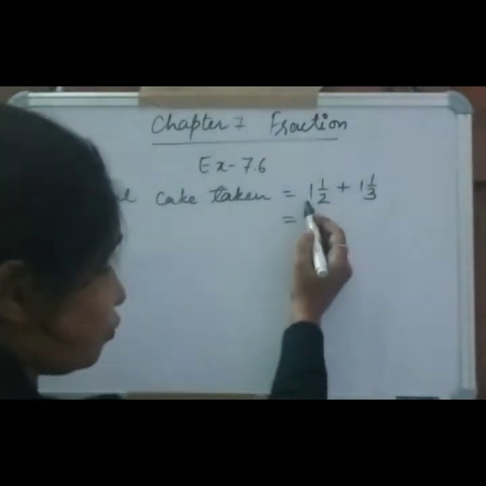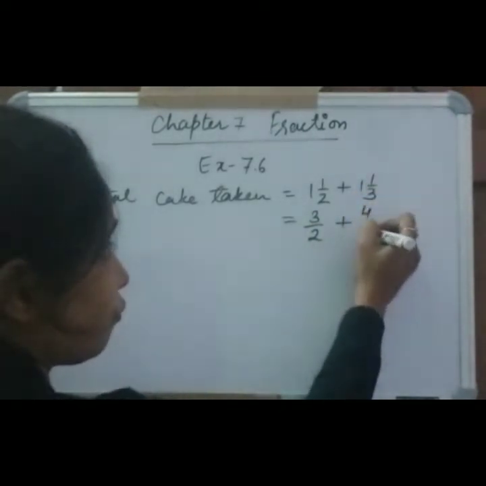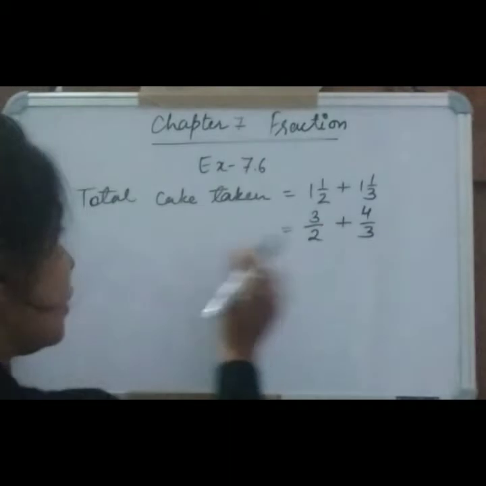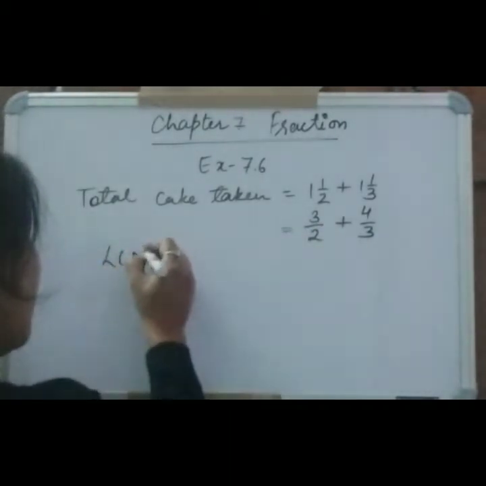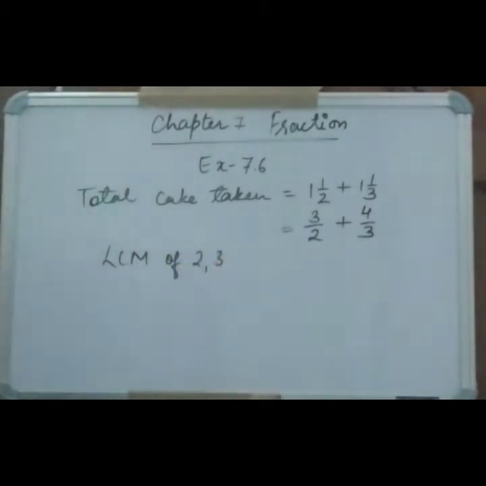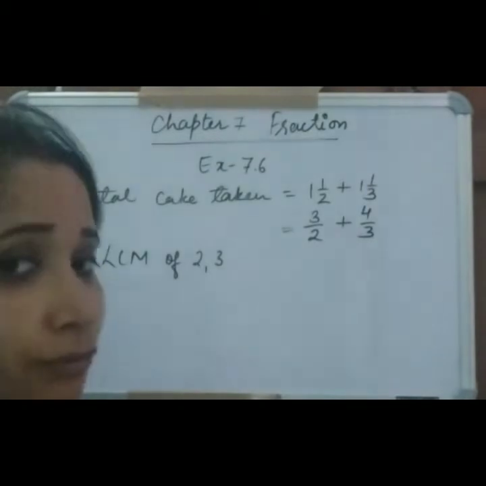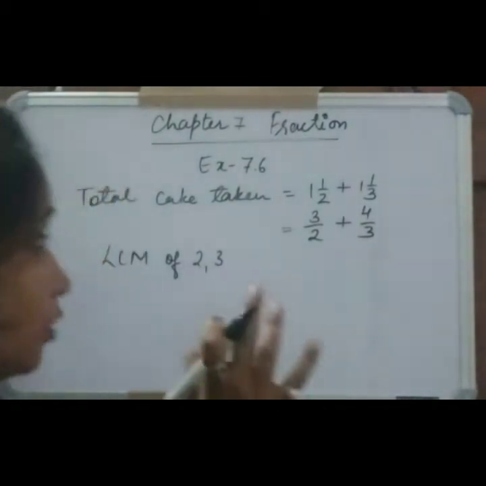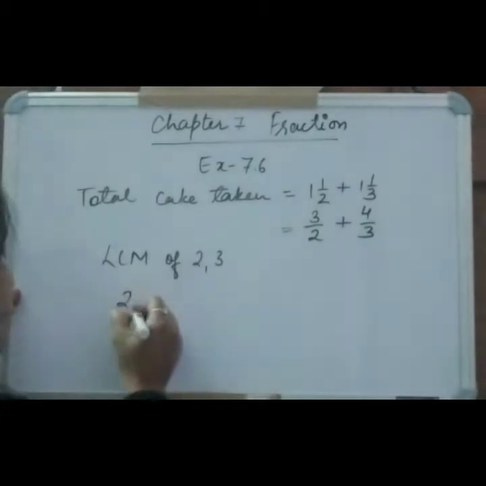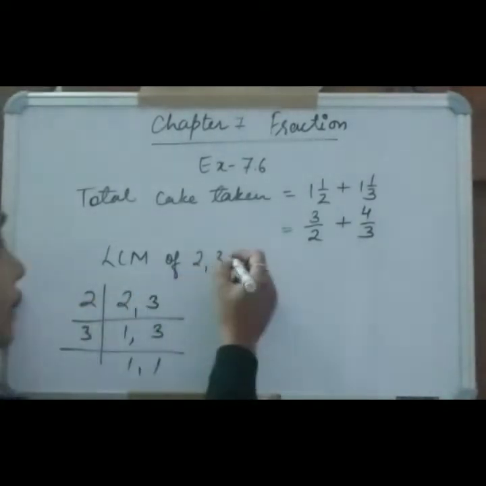2 ones are 2, plus 1 is 3, so 3/2. 3 ones are 3, plus 1 is 4, so 4/3. Get it? Now you have to find the LCM of 2 and 3. Why are we finding the LCM? To convert them into like fractions. When they are converted into like fractions, the denominators become the same, and only then will we be able to add them. 2 ones are 2, 3 remains the same, so the LCM is 6.